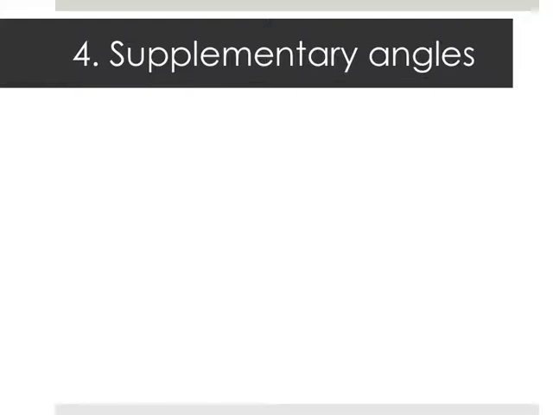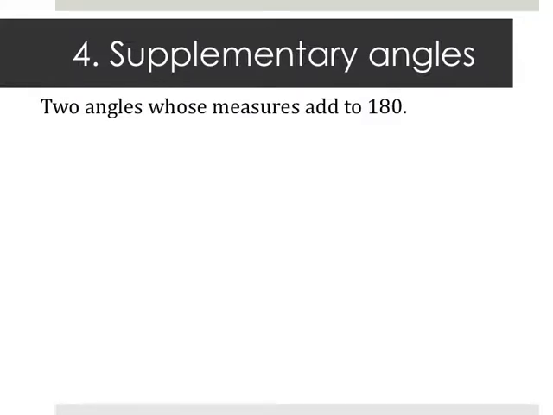Fourth type, supplementary angles. Anybody know what supplementary angles are? Two angles that add up to 180. Good. And that's it. There's no catch to that. They're just two angles that add up to 180. Those angles can be anywhere. They don't have to be adjacent. There's no stipulation. It's just one added to the other equals 180.